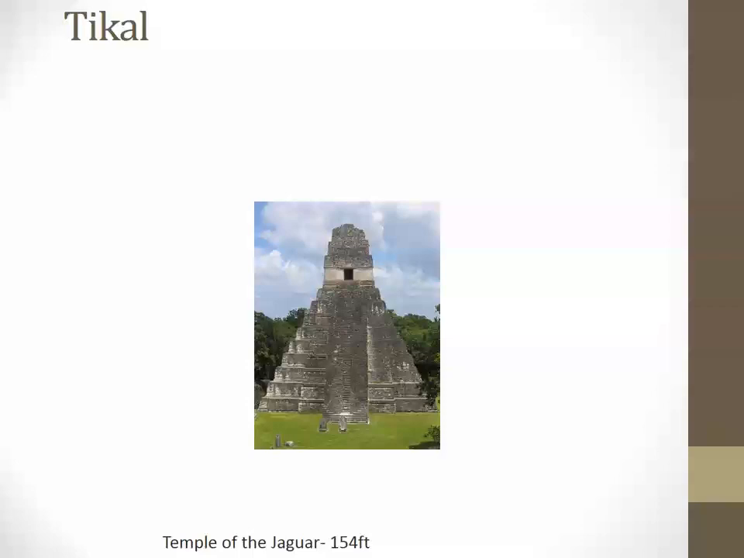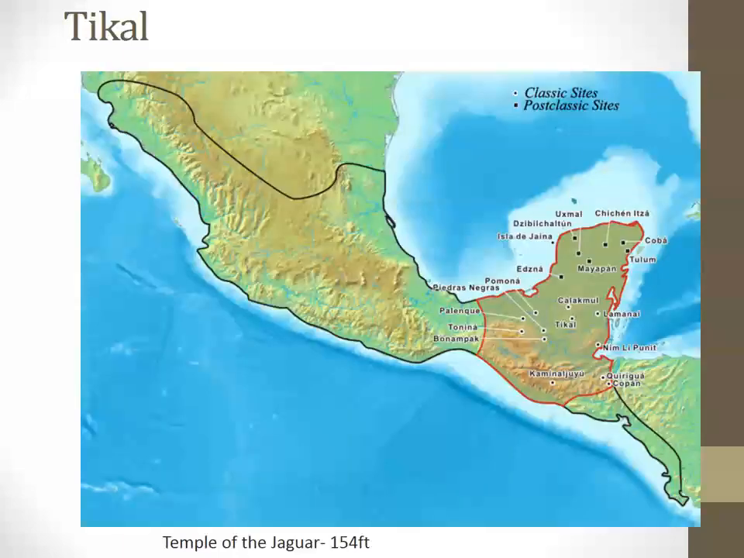Here is an example of the Temple of the Giant Jaguar in Tikal, which is in the jungles of Guatemala. This temple stands 154 feet high. And of course, it was a religious center, so various religious rituals and practices would have taken place at the top of this tremendous pyramid. Here you see again this map of the locations of major Mayan temple complexes and city sites.